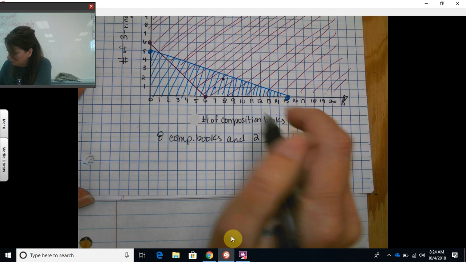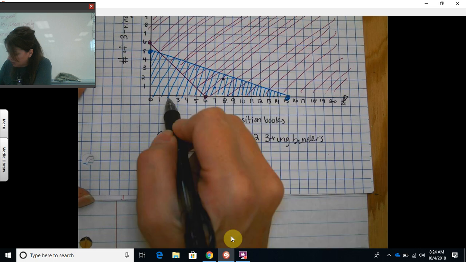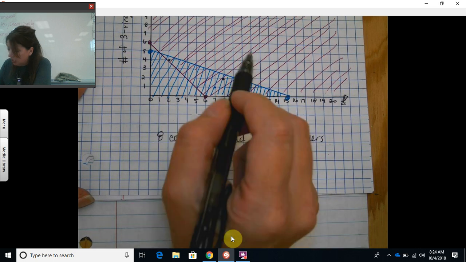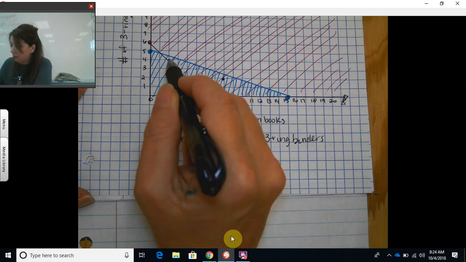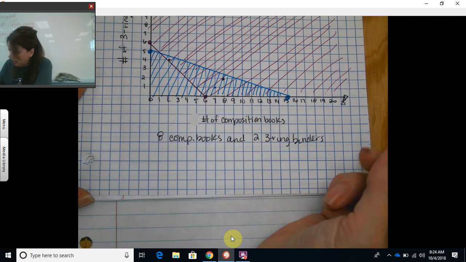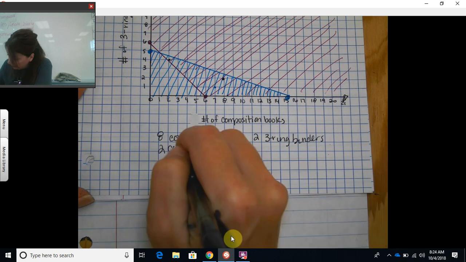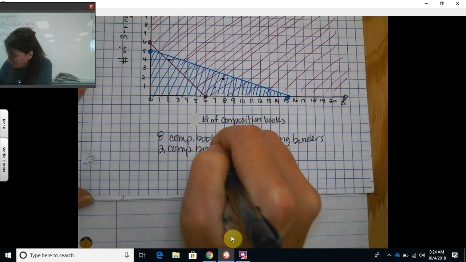2 composition books and 4. That's real close, so let's check our math. 2 and 4, that makes 6 books, and I need to have at least 6, right? 2 composition books would be $2. 4 3-ring binders would be $12, so 14 bucks, I have enough money, right? So that works. 2 composition books and 4 3-ring binders.